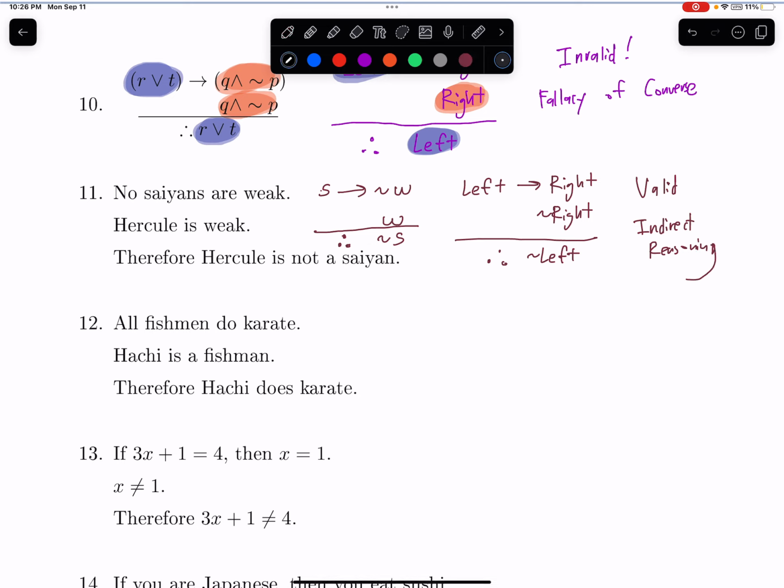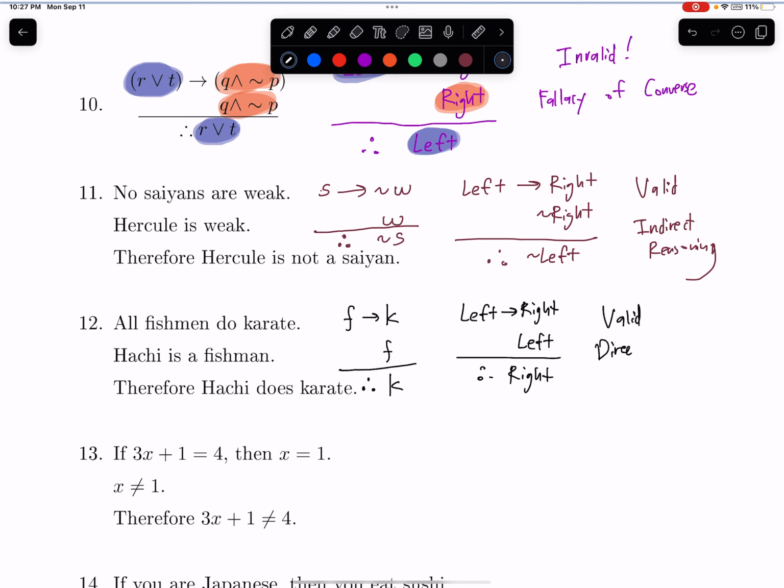Okay, let's go back to black. All fishermen do karate. So if you're a fishman, you do karate. It's another way of thinking about that. Then you have Hachi as a fishman. That means basically F, right? You have someone who is a fishman. Therefore, he does karate. So what do we have here? Something on the left, arrow to something on the right. Got something on the left again. Same thing. And therefore, the thing on the right. That's just direct reasoning. That's valid.